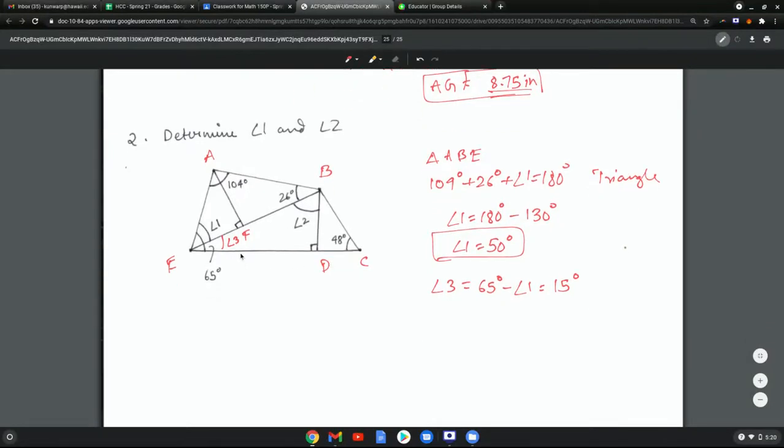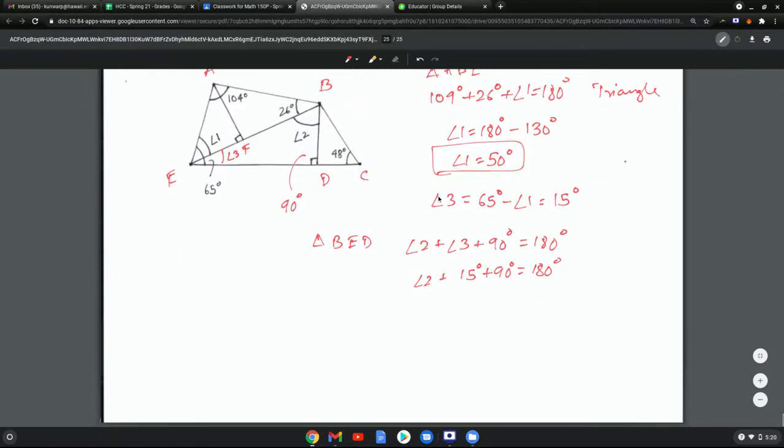Now why am I interested in angle 3? Because I know in triangle BED then angle 2 plus angle 3 plus this box, which means it's 90 degrees, has to equal 180. But I found angle 3 to be 15 degrees. So angle 2 is actually 180 minus 105 degrees, which is 75 degrees.